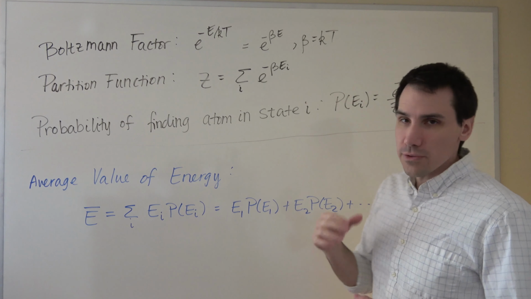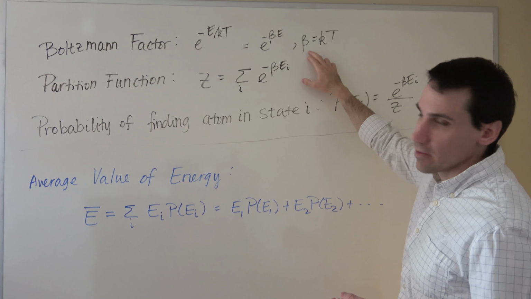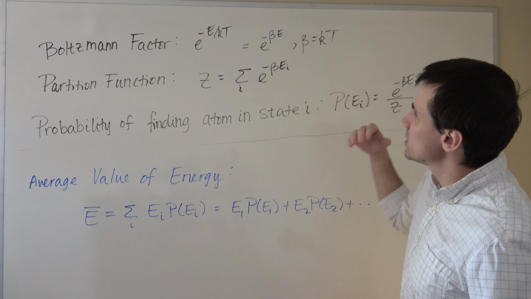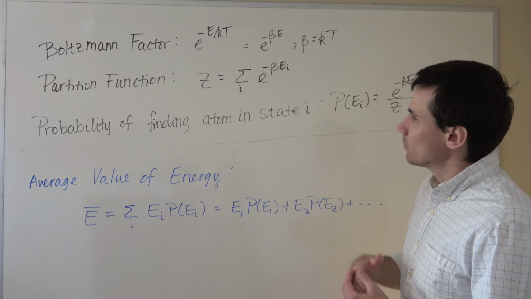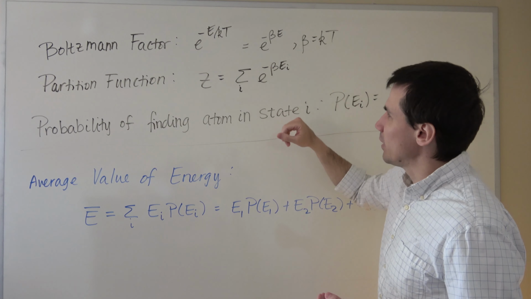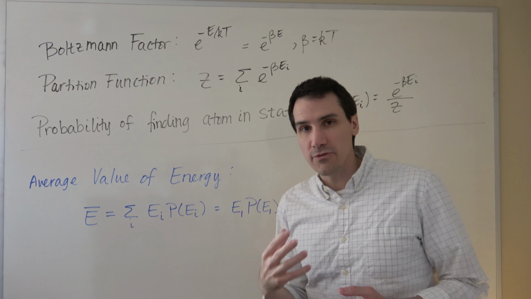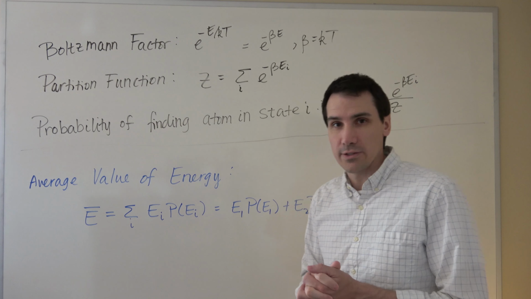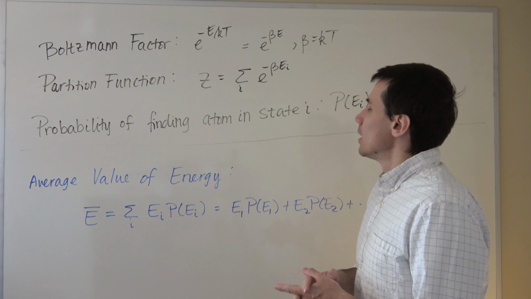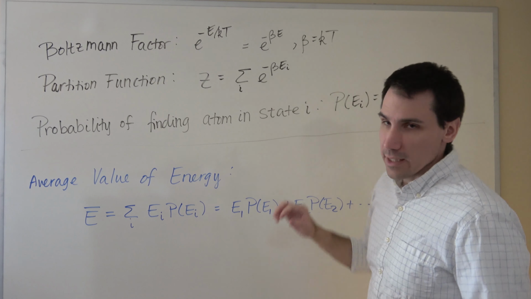Now we're going to use a slightly different notation here. We're going to replace kT with beta, which is just going to turn out to be handy later on. So we will write this as e to the minus beta times E. We have our partition function. The partition function is simply the sum of all of the Boltzmann factors for a given system, which is going to be the sum over i of e raised to the negative beta E_i.